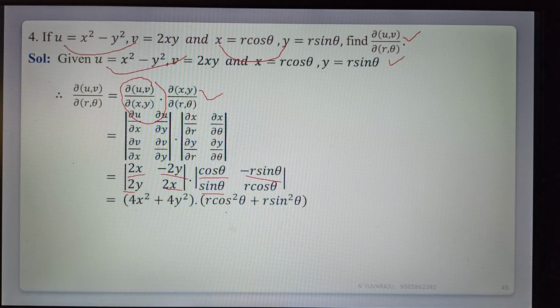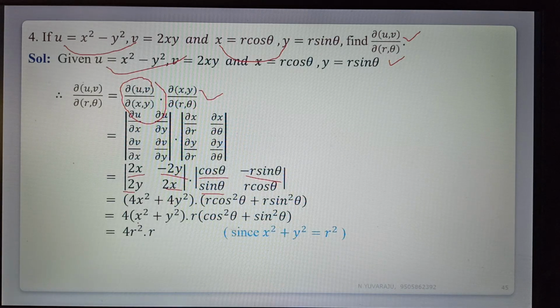that is equal to 4 into x square plus y square. This is equal to r cos square theta plus r sin square theta. 4 into x square plus y square into r common, cos square theta plus sin square theta. That is equal to, x square plus y square is equal to, you know that, r square. 4r square into r, 4r cube. This is the required result. See the next one.